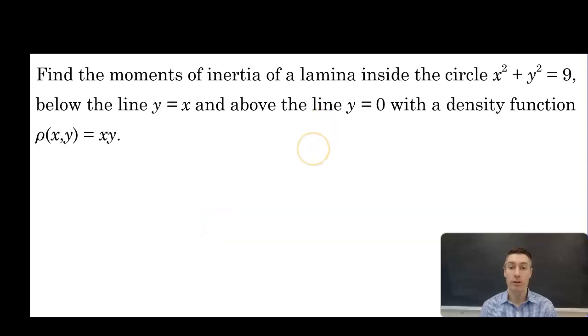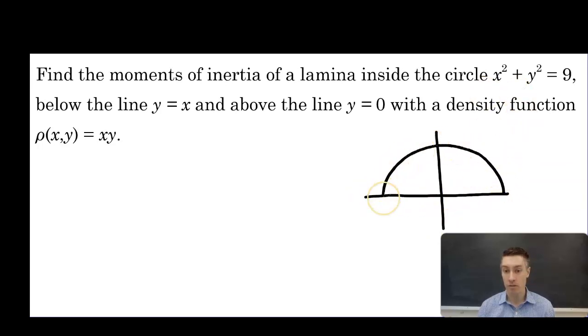Okay, so find the moments of inertia of a lamina inside the circle x squared plus y squared equals 9, below the line y equals x, and above the line y equals 0, with a density function rho of xy equaling x times y. All right, so new region, so let's draw this out. We're above y equals 0, circle, so I'll draw the upper half of this circle, from -3 to 3, y equals 0, we're good there, and y equals x. Okay, so we're looking at this sector of the circle right here.